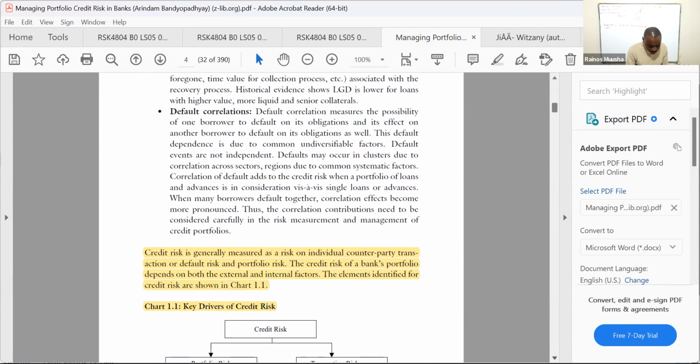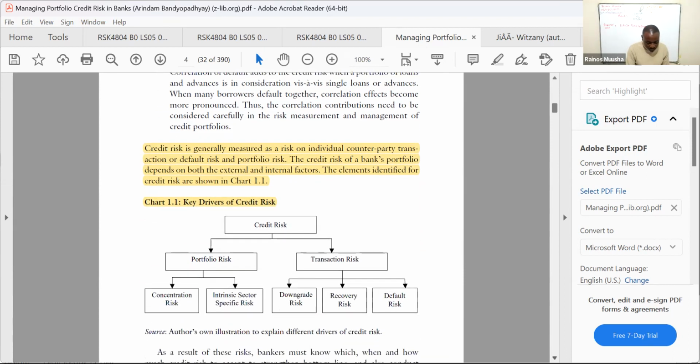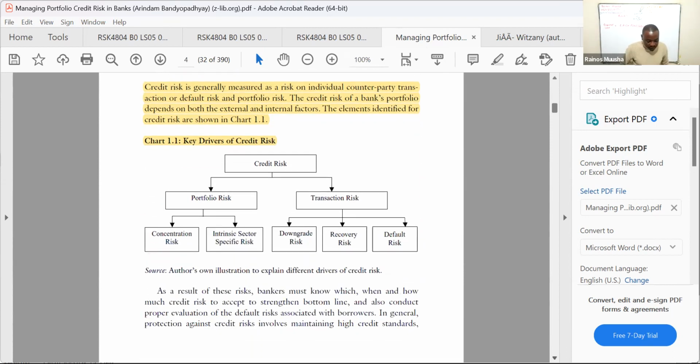So here they say, credit risk is generally measured as a risk on individual counterparty transaction or default risk and portfolio risk. The credit risk of a bank's portfolio depends on both the external and internal factors. So the elements identified for credit risk are shown in chart 1.1. When you look at the key drivers of credit risk, they're basically saying that credit risk can be coming from portfolio risk, or they can be coming from transaction risk.